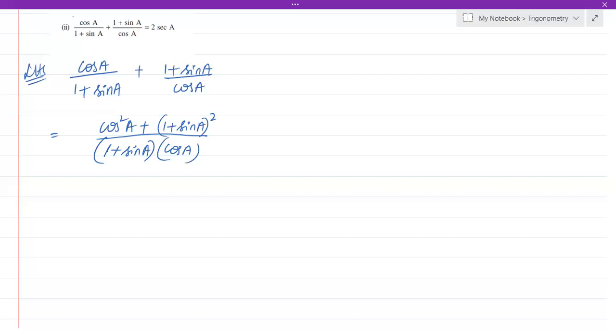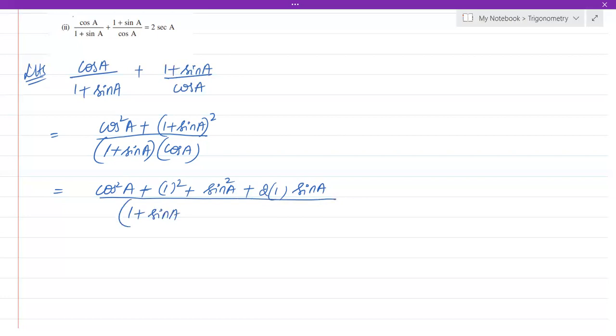Now, let's keep the denominator as it is. Let's simplify the numerator. Cos square A as it is plus, if you observe, 1 plus sin A the whole square is like A plus B the whole square, where A is 1 and B is sin A. So what is A plus B the whole square? A square plus B square, B is sin, so B square plus 2AB. Okay, I'm just using the A plus B the whole square formula. The denominator as it is, 1 plus sin A into cos A. Now let's simplify it.